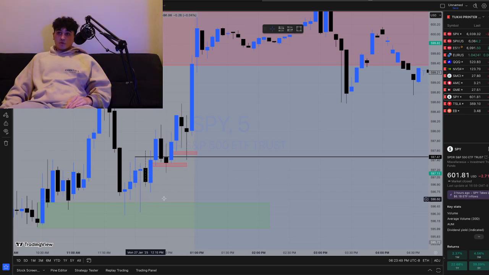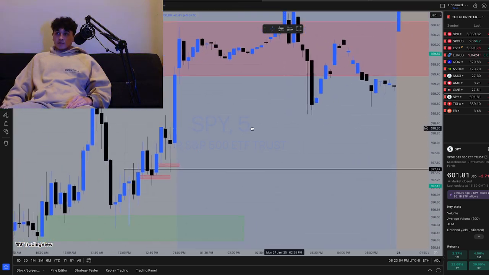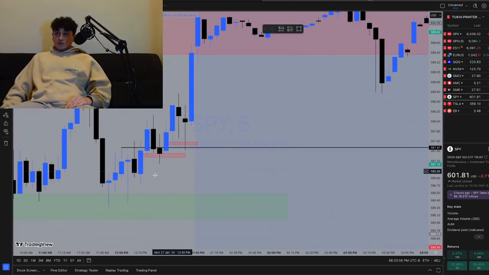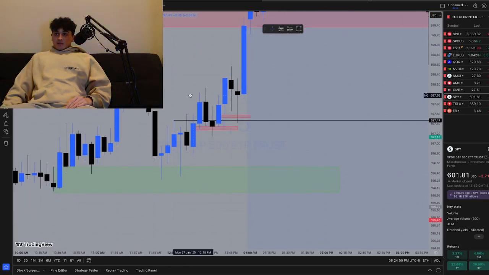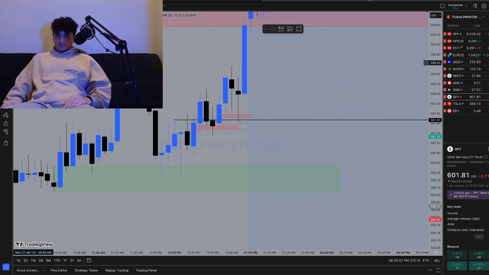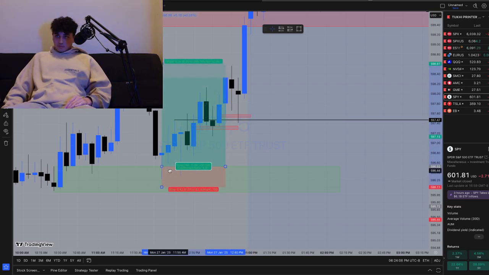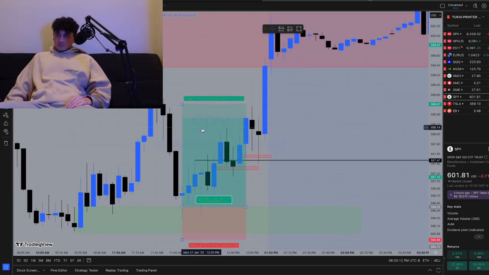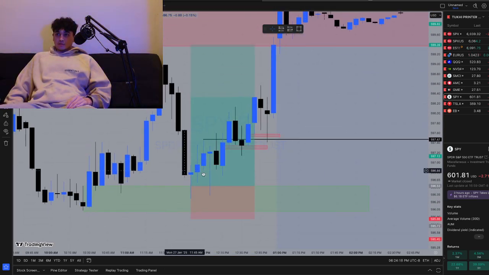Keep in mind, this is only the 5-minute, so the 1-minute would be looking even crazier. Just another perfect example. And then obviously, if I were to take this trade, we can just go boom, boom: entry inside of demand, stop loss outside of demand. You can target your previous highs, or you can even target the supply zone. Beautiful trade, right?